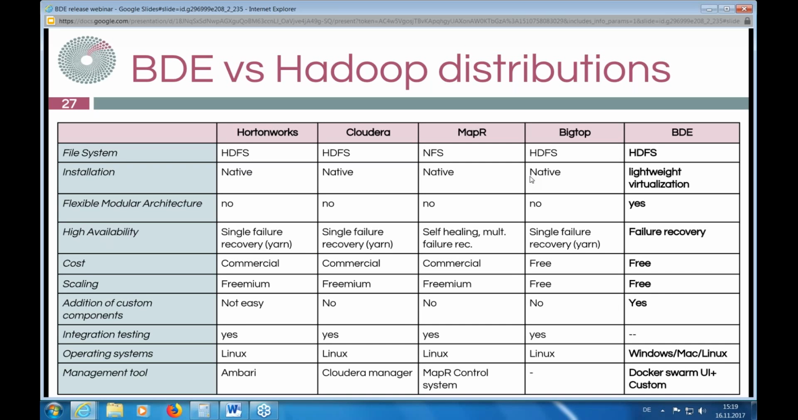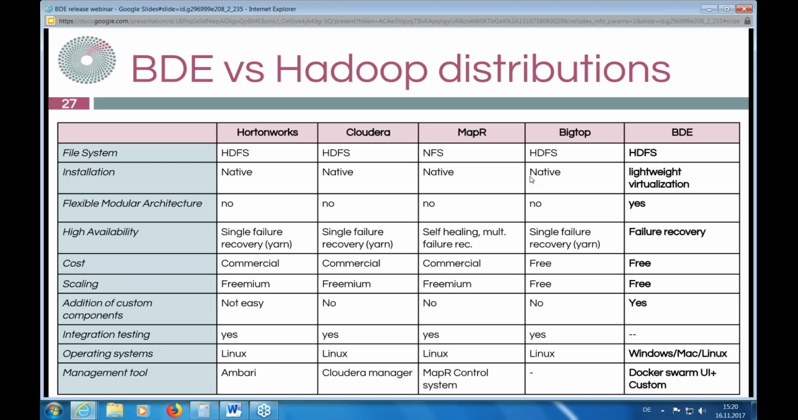So when we try to compare Hadoop with BDE, with other Hadoop distributions, you could see that BDE also uses HDFS for storage, but installation is lightweight virtualization, so you don't have to natively install all of the components. At the same time, it has a flexible modular architecture, so you do not have to install each and everything all together on your machines.